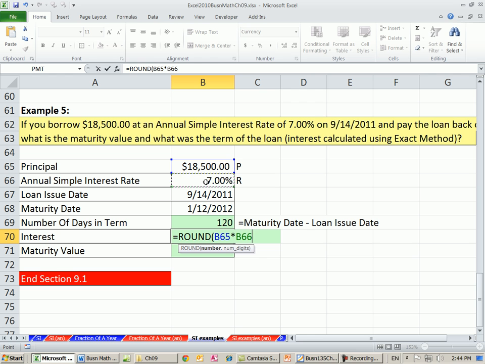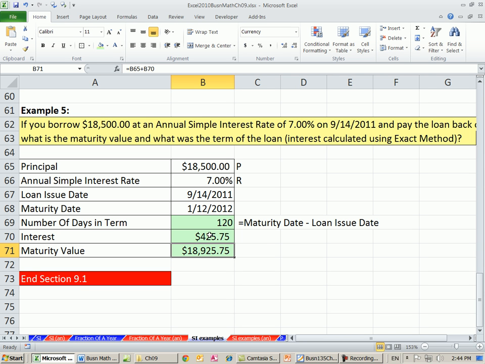Principal times rate times time, but we need to not use that 120, but take the days, divide by 365. We're using exact. How do you know? You'll look at the problem when you're doing the homework or the test or the quiz, or you read your contract, or you're working there at the bank or the business, and you go to say to your boss, what do we use, 365 or 360 or something else? All right, so there you go, 425.75. All right, maturity value, I simply take my principal plus my interest.